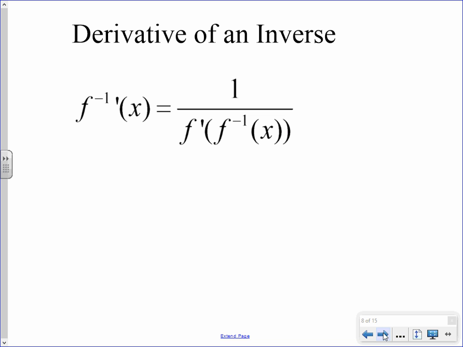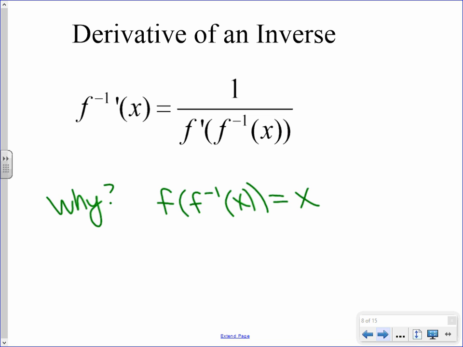Okay, I'm gonna go through why this is the derivative. So it's kind of like a proof. Don't feel like you need to write it down, but some of you like knowing where these things come from, so I'm gonna show you. Okay, so why is this? We talked about earlier that if you plug an inverse into its function, they undo each other and you're left with x, correct? Well, let's take the derivative of both sides.